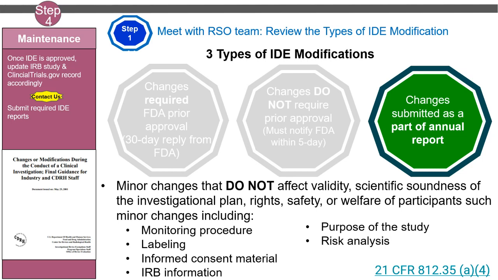For example, monitoring procedure change, device name change, not even implying any change in intended use, inclusion-exclusion criteria change, minor changes to study purpose or objectives without changing the protocol or endpoints, IRB information, minor changes in the duration of investigation owing to the possibility of a long time anticipated for annual report submission, and then risk analysis.